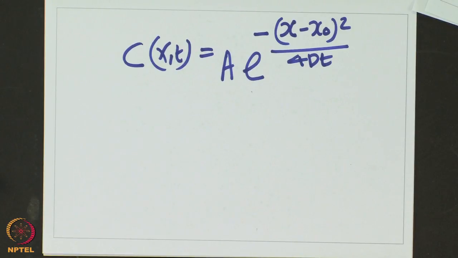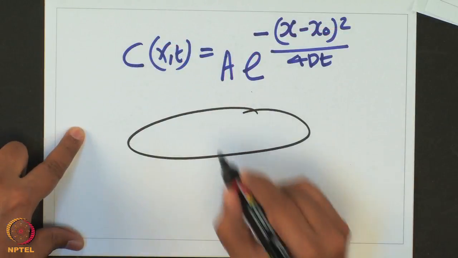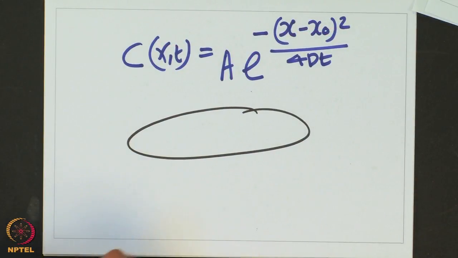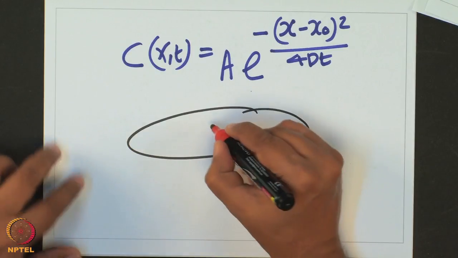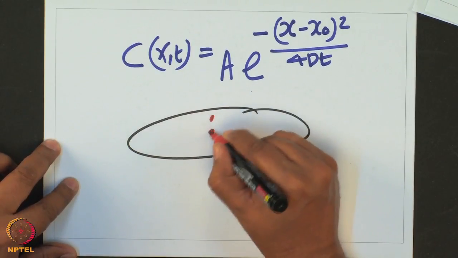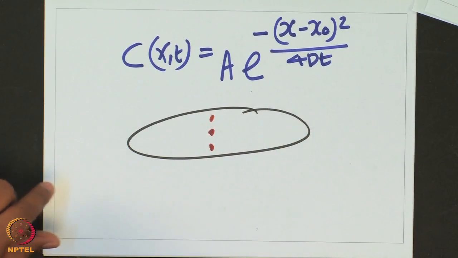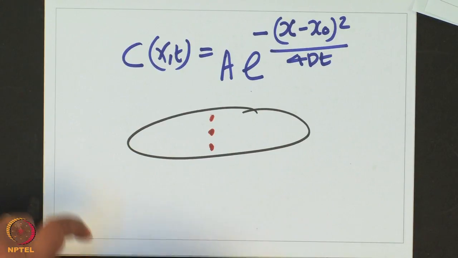What we are further interested in is the following. Imagine that you have a cell. At t equal to 0, as we just said, the protein molecules are only at one point. So, this is at t equal to 0. As the time progresses, this would spread, as we know.